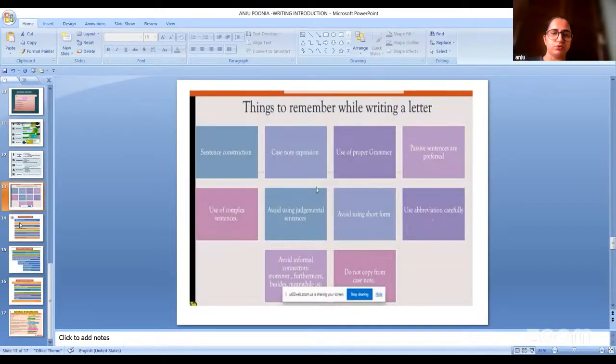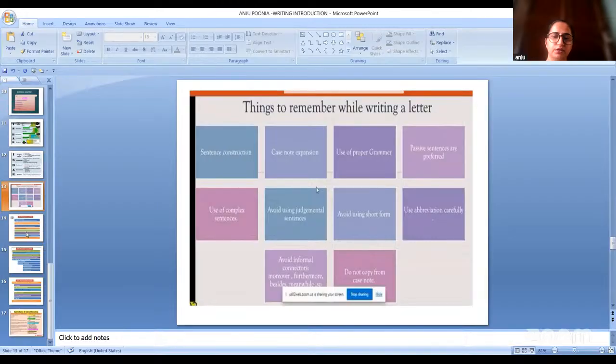Avoid using short forms. It's not accepted in an OET letter. We can't use short forms. Use abbreviations clearly. In a writing task, if they mention an abbreviation already, at that time we can use the abbreviation. Otherwise, we need to avoid it. Avoid informal connectors: moreover, furthermore, besides, meanwhile, we need to avoid. We can't use informal connectors, because in writing we need to use formal connectors. It's the proper way.